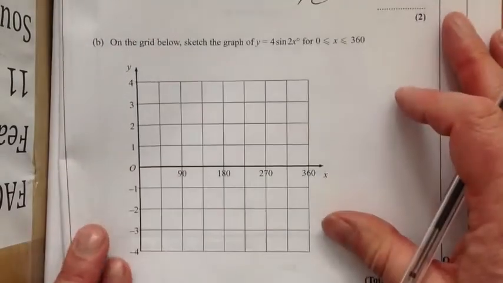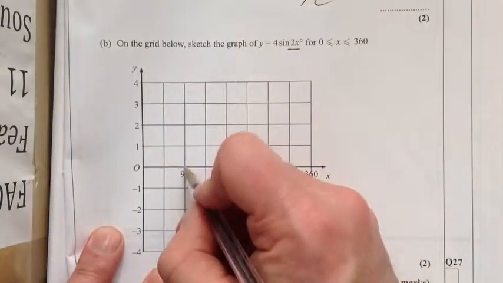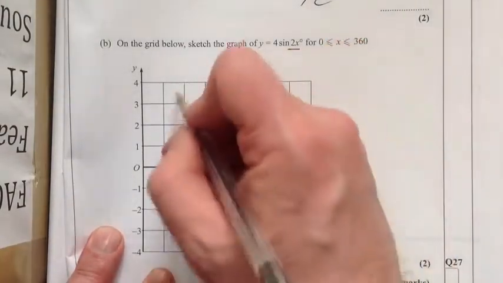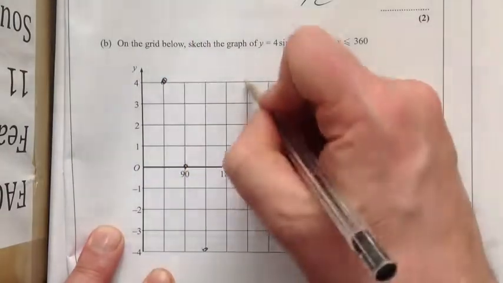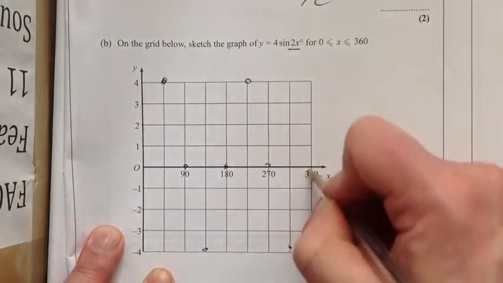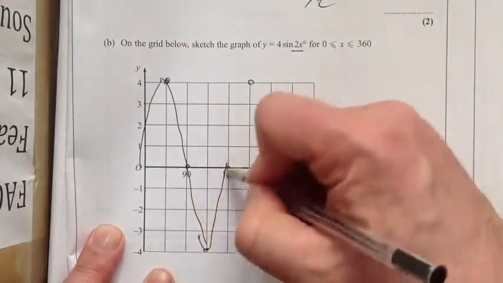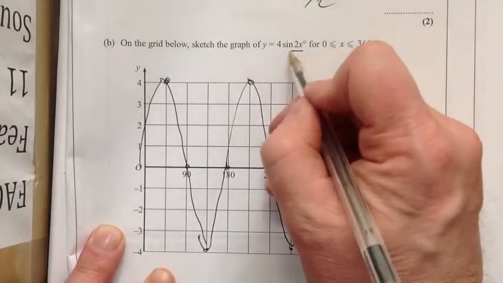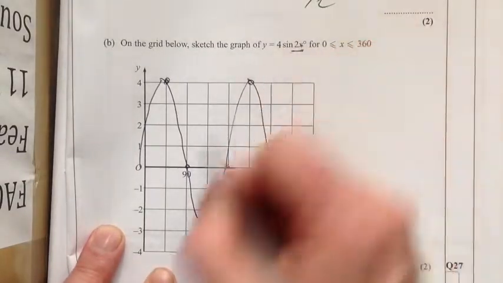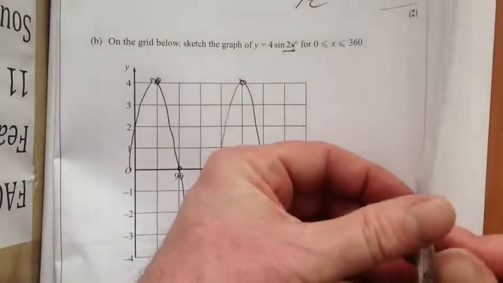Now, to sketch the graph y equals 4 sine 2x, 2 makes it go twice as fast, and the 4 takes it up to 4. So we need that point, this point, this point, that point, that point, this point, this point, and that point, and it goes up, down, up, okay, and like this. So it goes twice as fast because of the 2x, and it rises up to 4 and down to minus 4. And we're on to the last question.